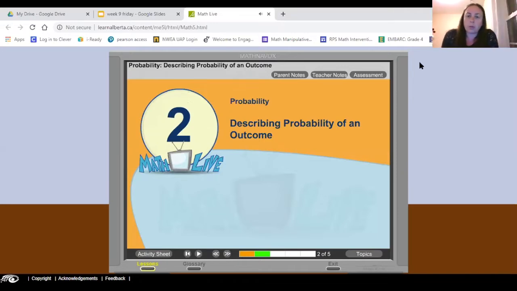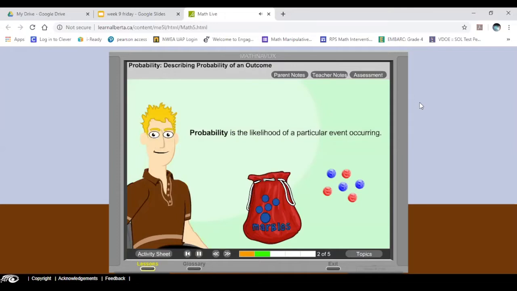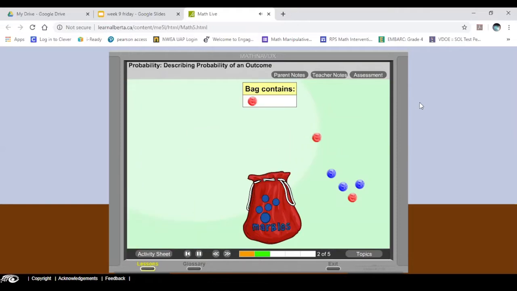Describing probability of an outcome. Probability is the likelihood of a particular event occurring. For example, we can determine the likelihood of a particular color being randomly drawn from a bag of marbles. Let's put 3 red marbles into the bag.